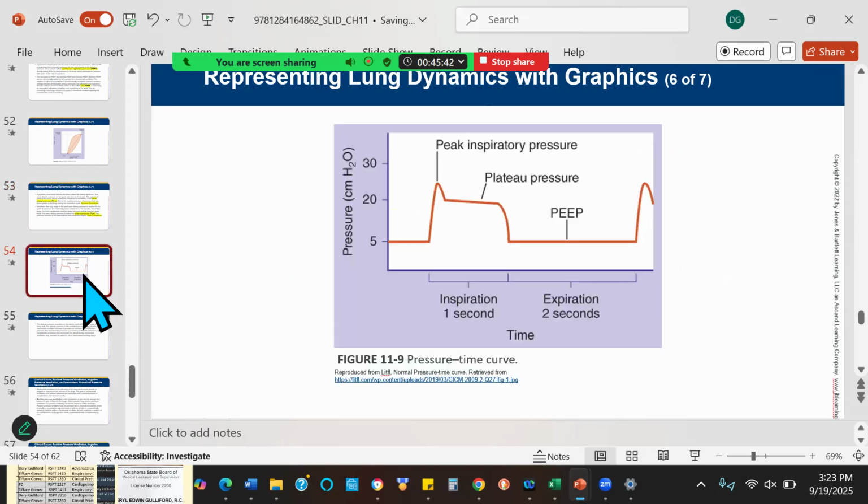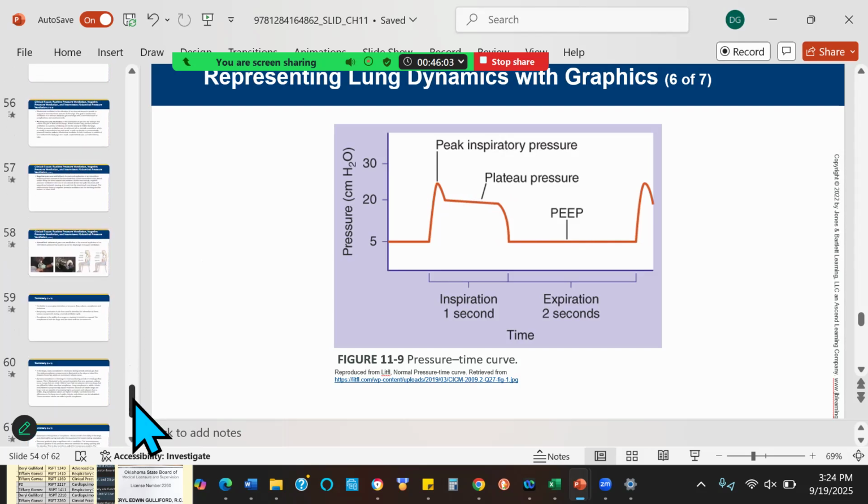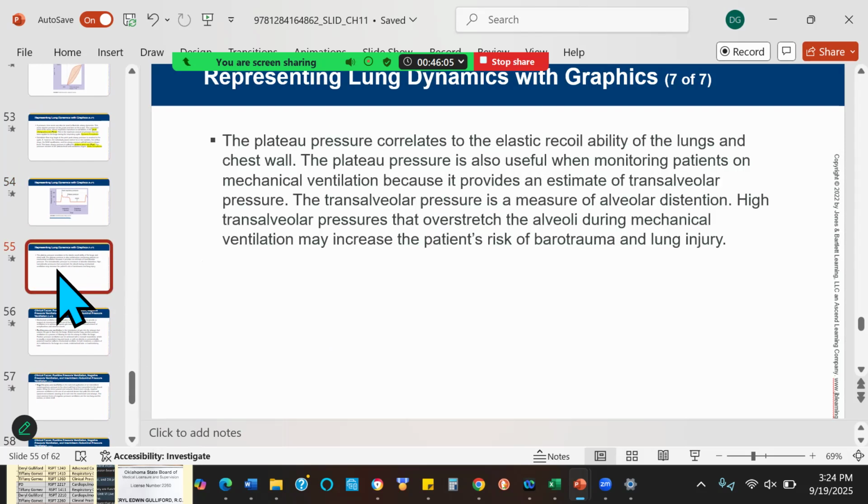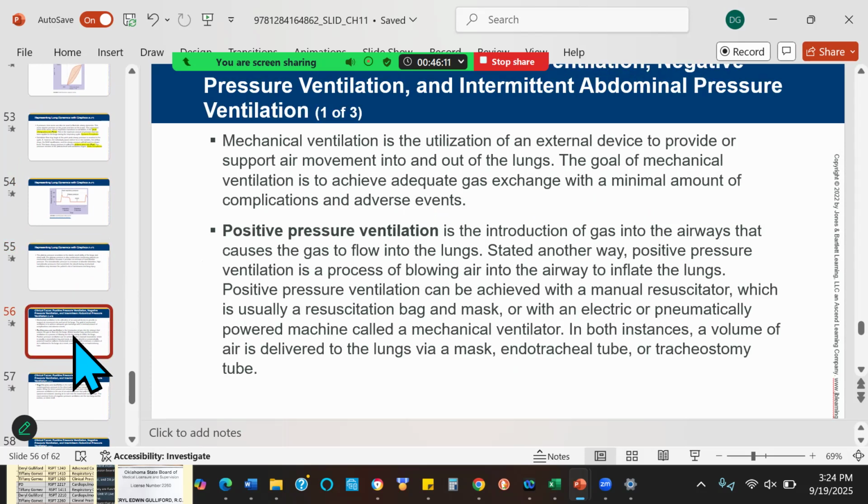All right. And this shows it graphically. The plateau pressure is that line coming across below peak, but above the PEEP level. We have a PEEP of 5 here, but we have a plateau pressure of about 20 and a peak pressure of maybe 25. So that's a very useful kind of a practical example. Plateau pressure corresponds to the elastic recoil of the lungs and chest.